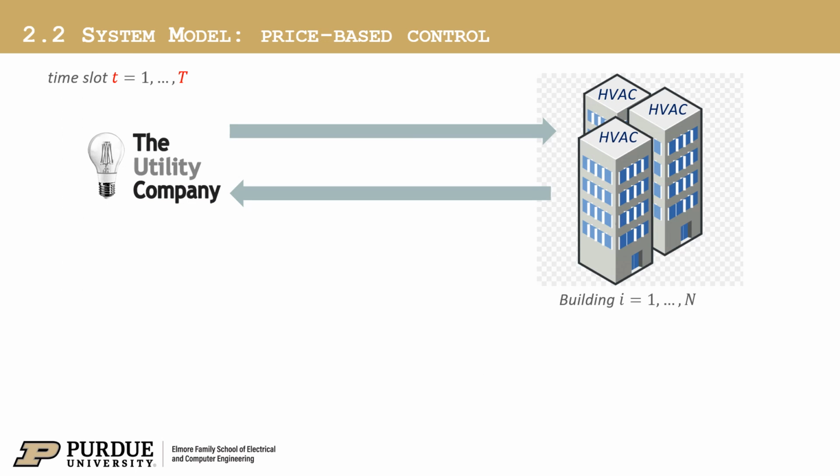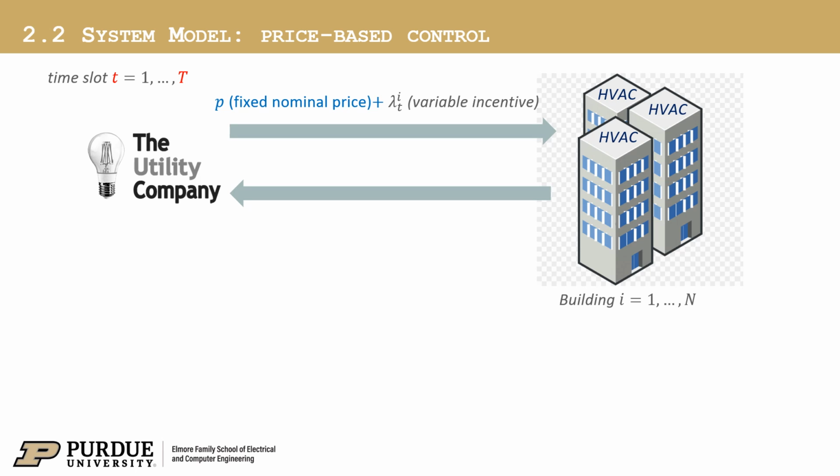Now we are about to present the model related to price-based control. We assume that time is slotted and indexed by t, which ranges from 1 to capital T. We consider a single utility company serving n buildings with demand flexibilities. The utility can send a fixed price incentive plus a variable incentive lambda_t^i to buildings.